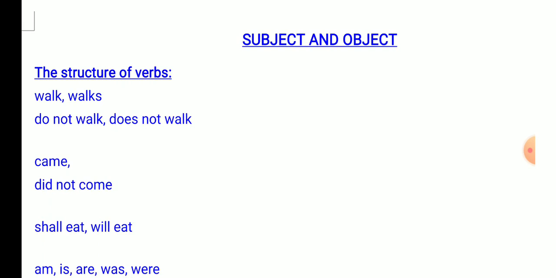Look at them carefully. The first set of verbs has 4 words: walk, walks, do not walk, does not walk. All these 4 verbs are in the simple present tense. The next set is in the simple past tense: came, did not come. Then we have the simple future tense: shall eat, will eat.